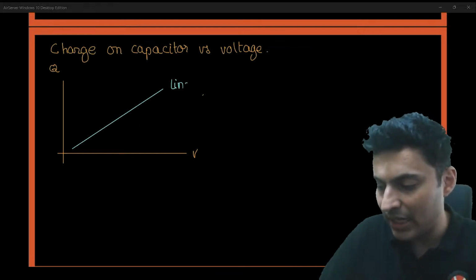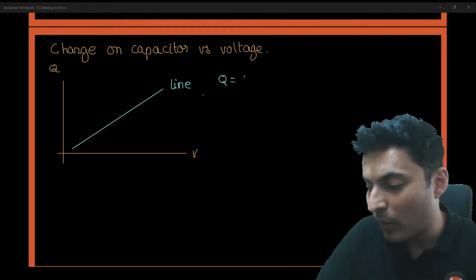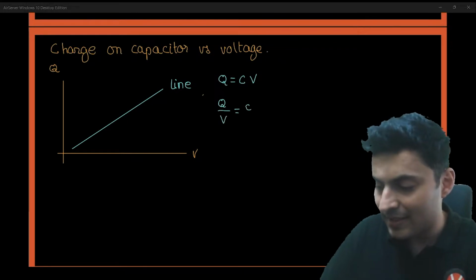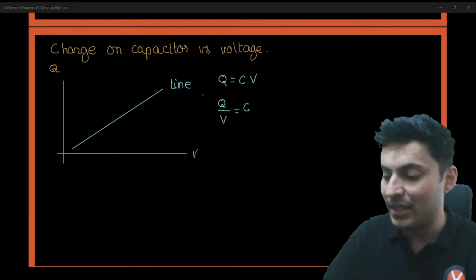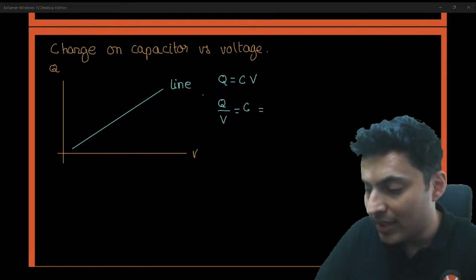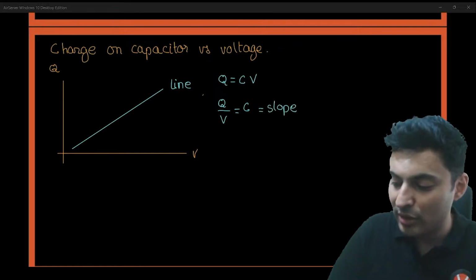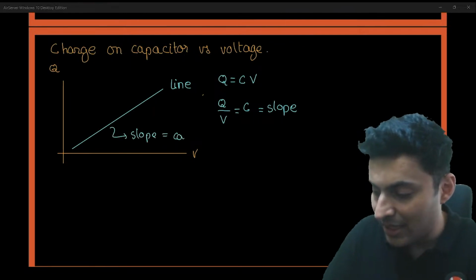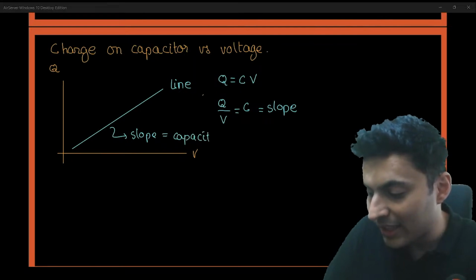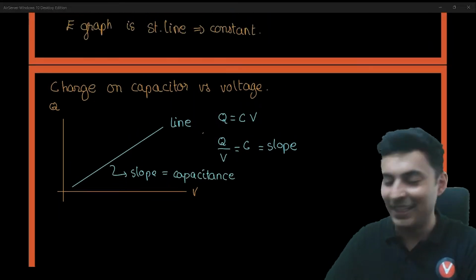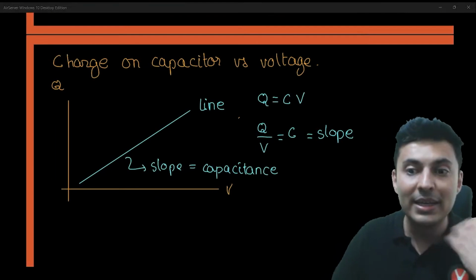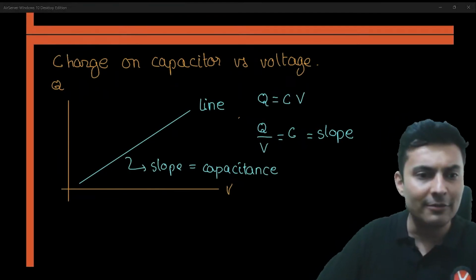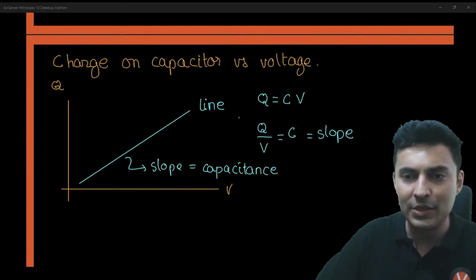It will be just a straight line because Q is equal to CV. In fact, Q by V is C, and Q by V is also the slope of the graph. So the slope of this graph will also give you nothing but the capacitance. Keep this in mind. So charge versus voltage will definitely just simply give you the capacitance. Q is equal to CV. Very good.